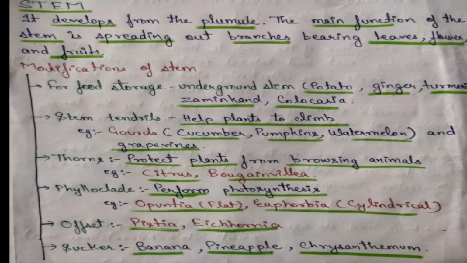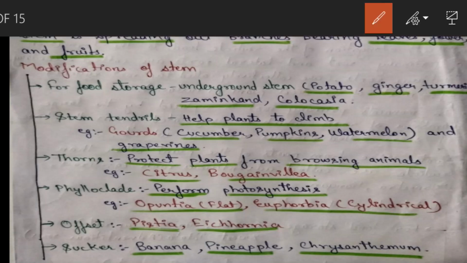Next we see stem. It develops from plumule. The main function of stem is spreading out branches, bearing leaves, flower and fruit. Then we see modification of stem. If stem is modified for food storage as an underground stem, it is seen in potato, ginger, turmeric, zaminkand and colocasia.